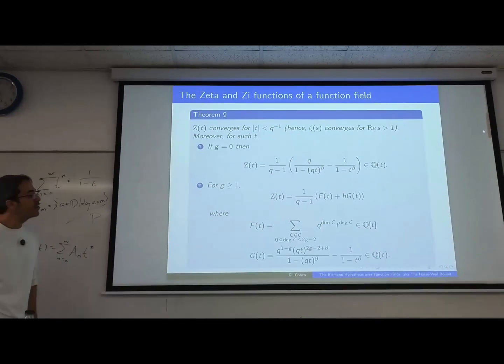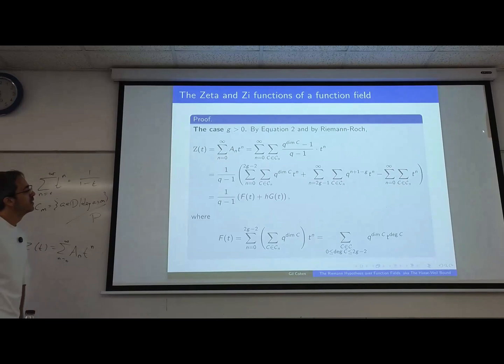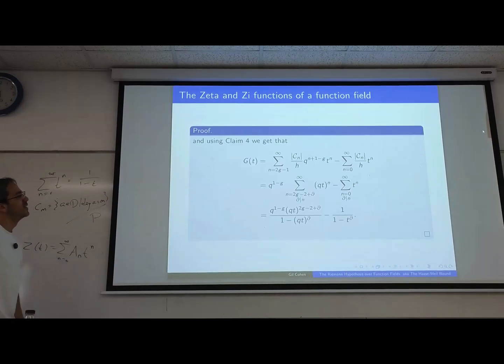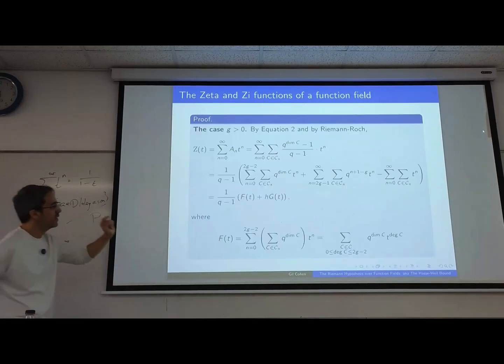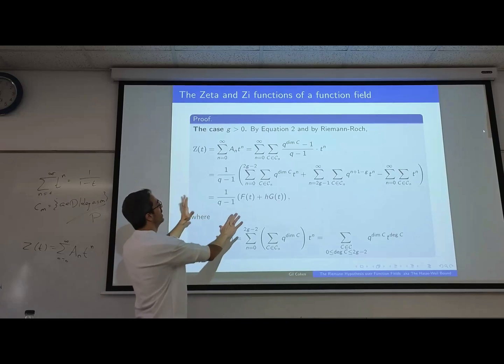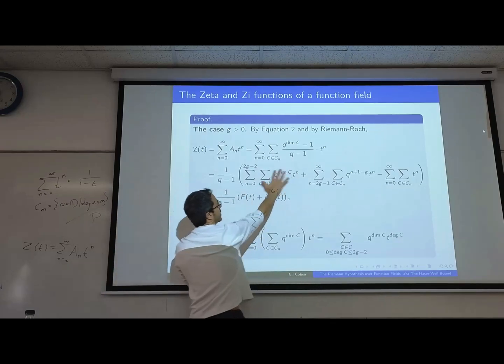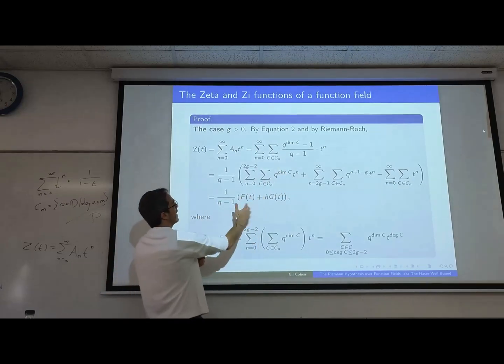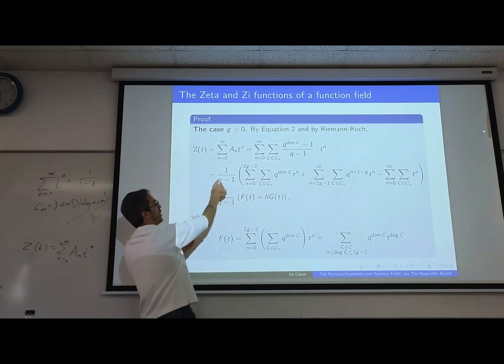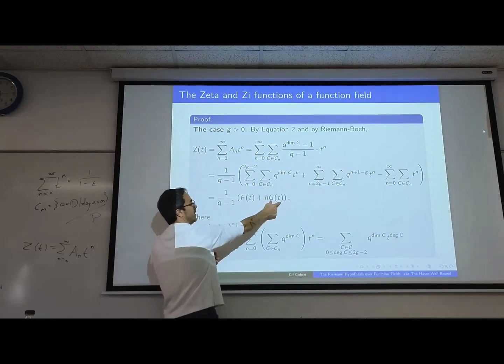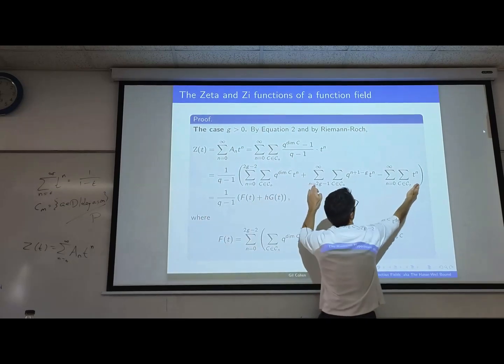Now, as for the rational function, so g of t. Let me go back and tell you what I'm doing. This is f, forget about it. Now I want to write g, and I promised you I want to write it as 1 over q minus 1, that's here, plus h times g. So that's actually g over h.